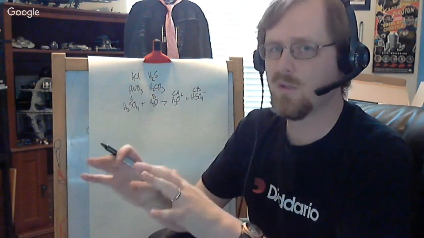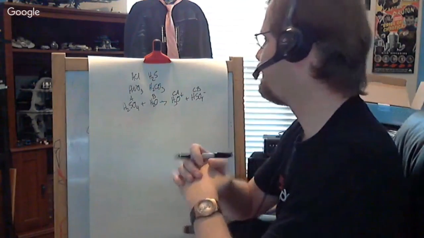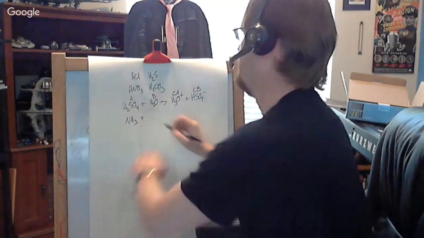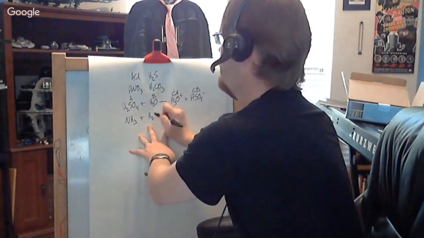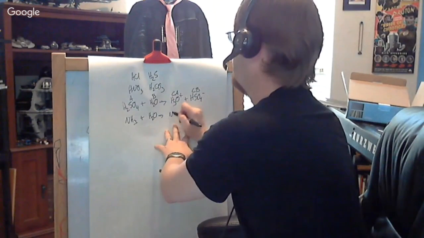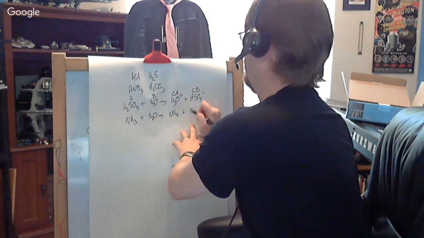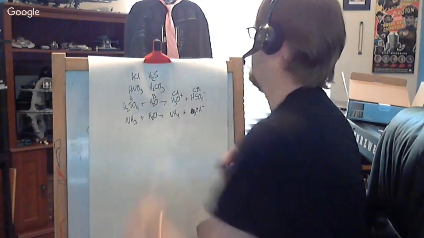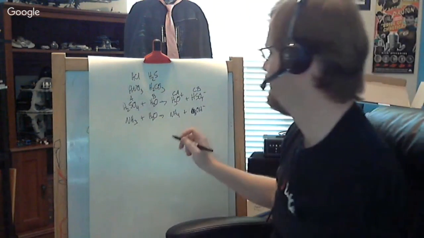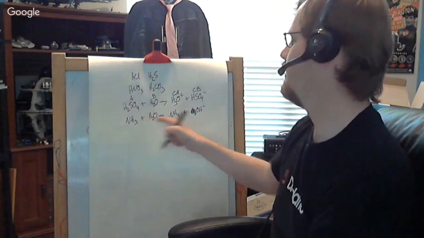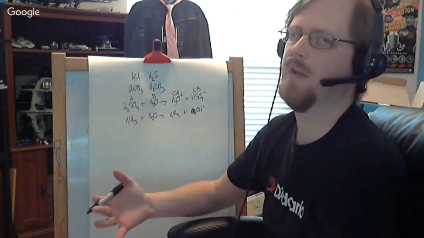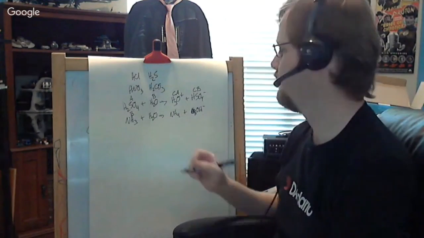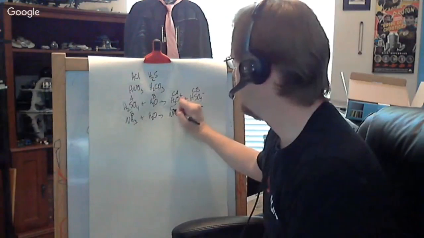Okay, let me come up with another example here. Let's say we have NH3 plus H2O, and this gives us NH4 plus OH, like this. This is what's going to happen here. So NH3 becomes NH4. Therefore, it has received a hydrogen, making this the base, making NH4 the conjugate acid.